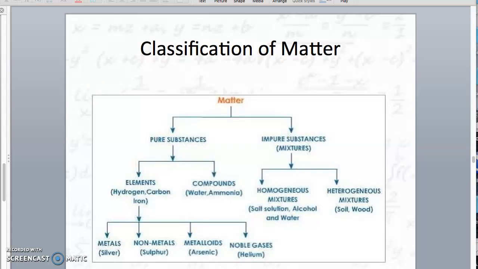This is a flowchart that shows the classification of matter. Notice that the elements can be further characterized. We will cover this in detail in another chapter.